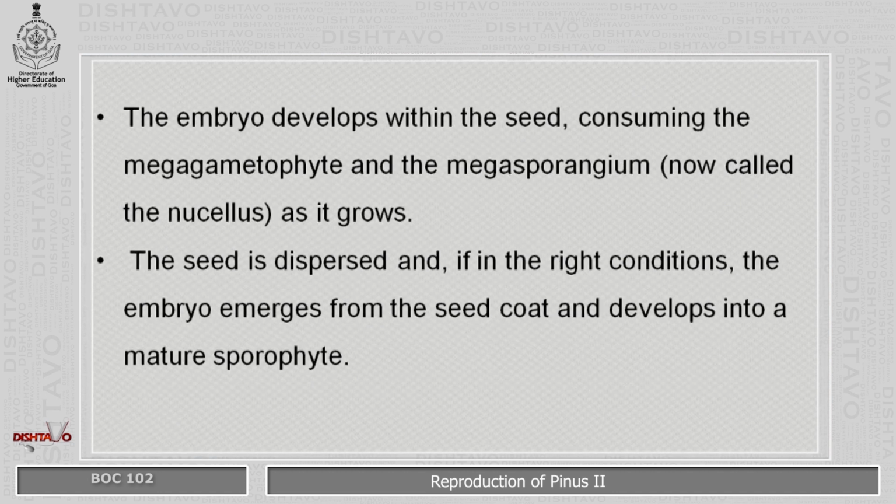The embryo develops within the seed, consuming the megagametophyte and the megasporangium, now called the nucellus, as it grows. The seed is dispersed, and if the right conditions are present, then the embryo emerges from the seed coat and develops into the mature sporophyte, that is the plant body.